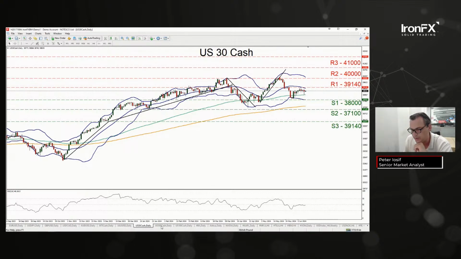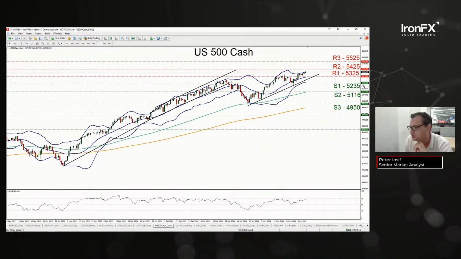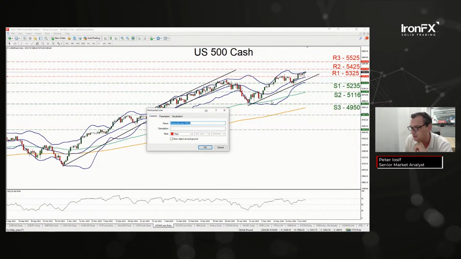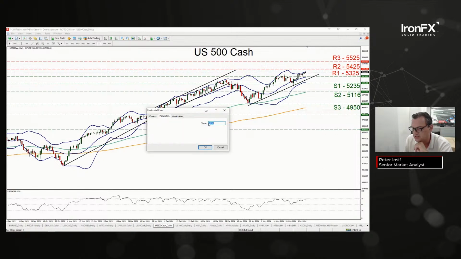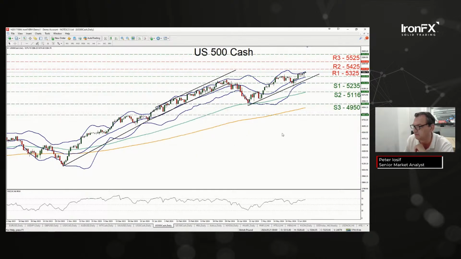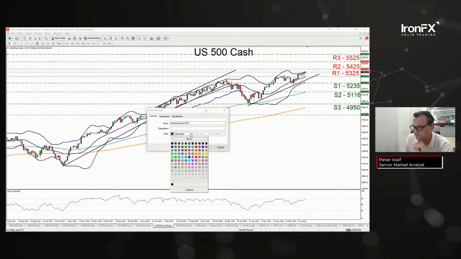Last but not least, let's have a quick look at S&P 500. S&P 500 has breached the reading of 5,325. It has even provided some support at some point here, so that tends to be now a support line. And we're placing the new ultimate resistance line at 5,625. I'm moving in a pretty narrow path here.